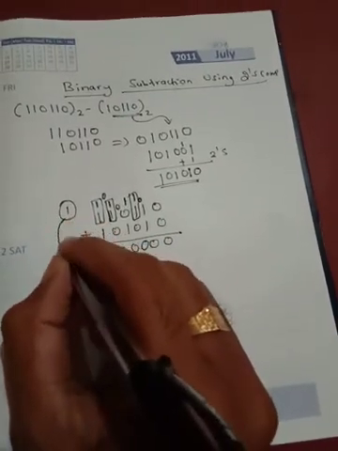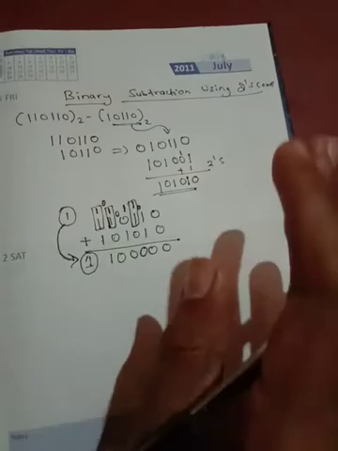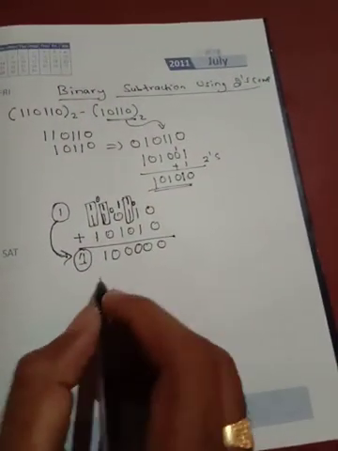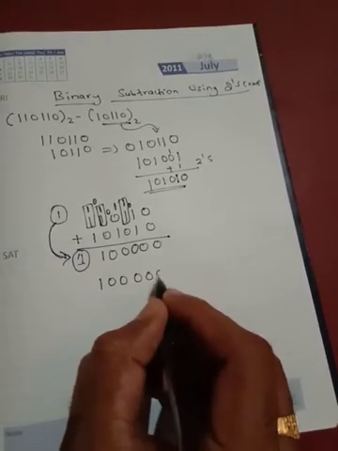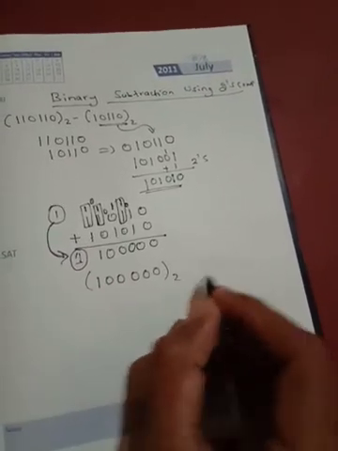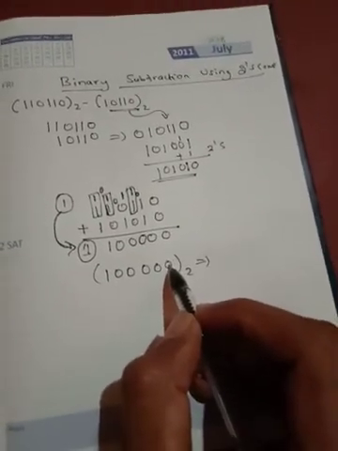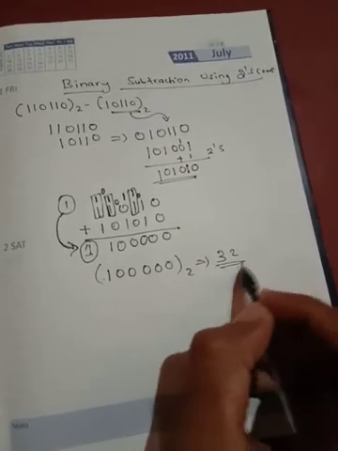In two's complement, whatever carry you receive at the end you have to neglect; you should not consider it. Now the actual answer is 1 0 0 0 0 0. What is the equivalent? 1, 2, 4, 8, 16, 32. So the answer is 32.